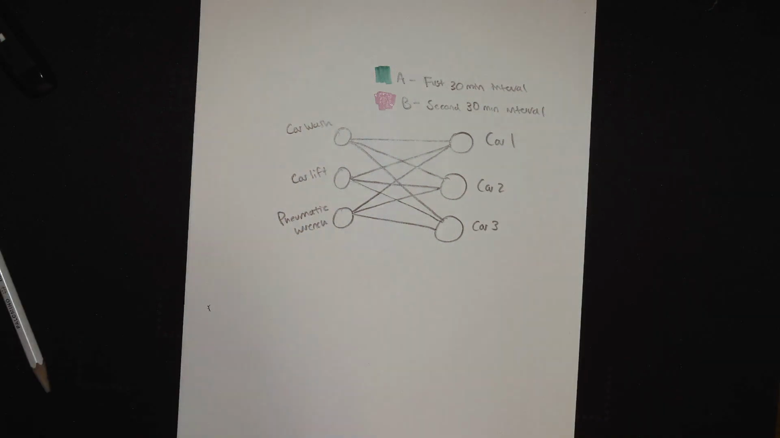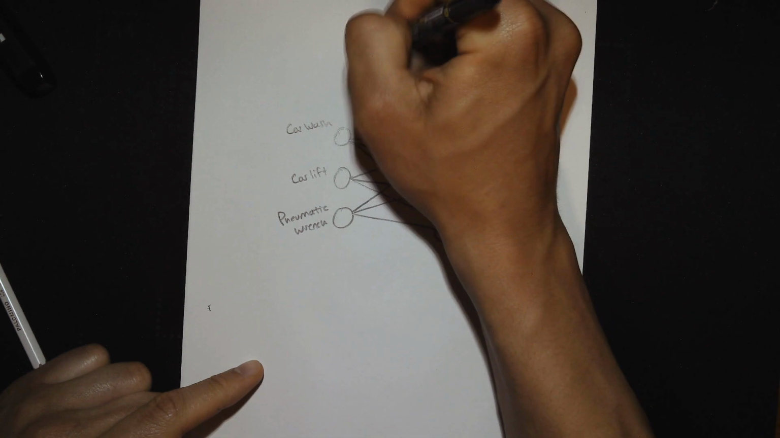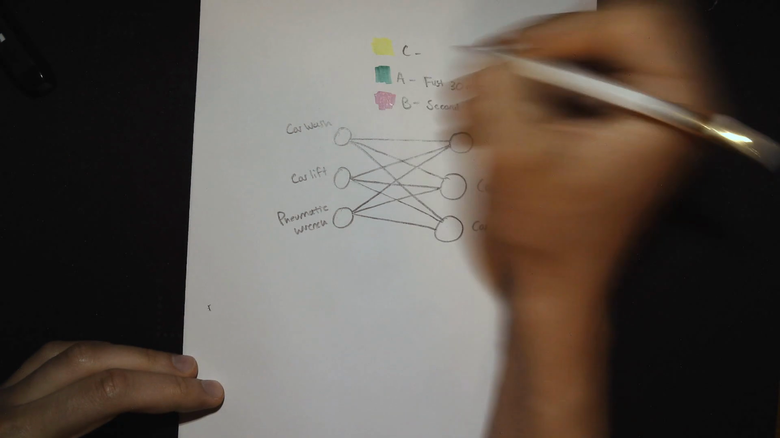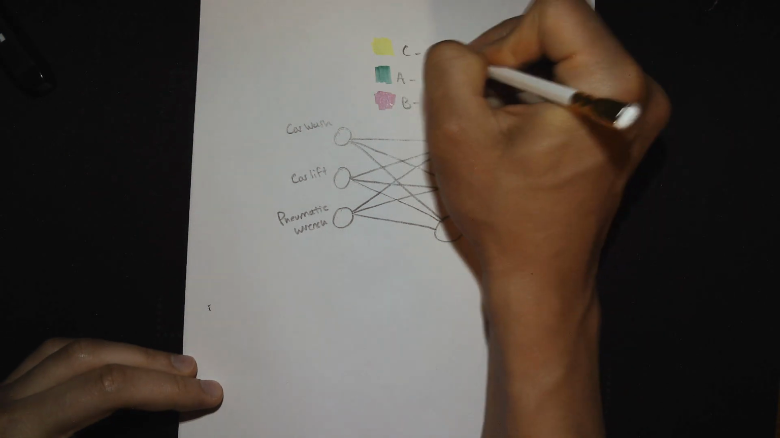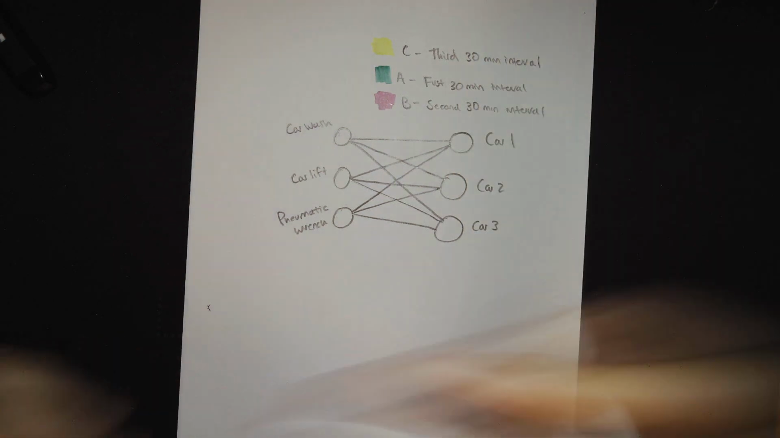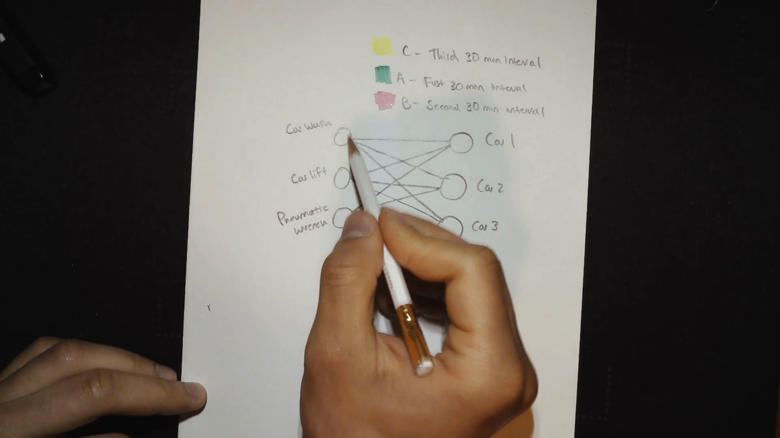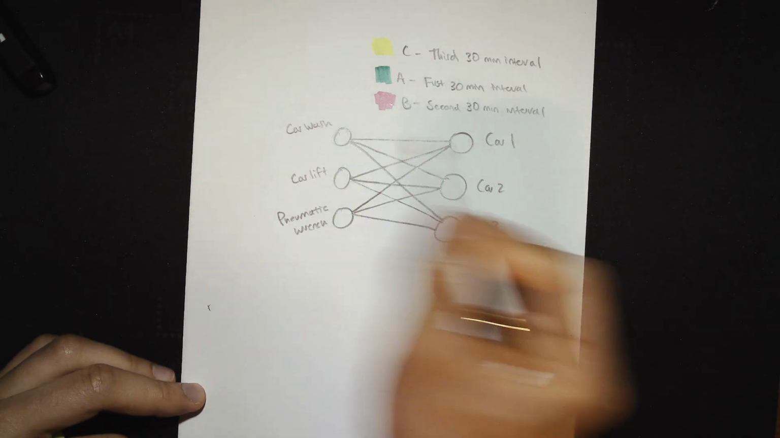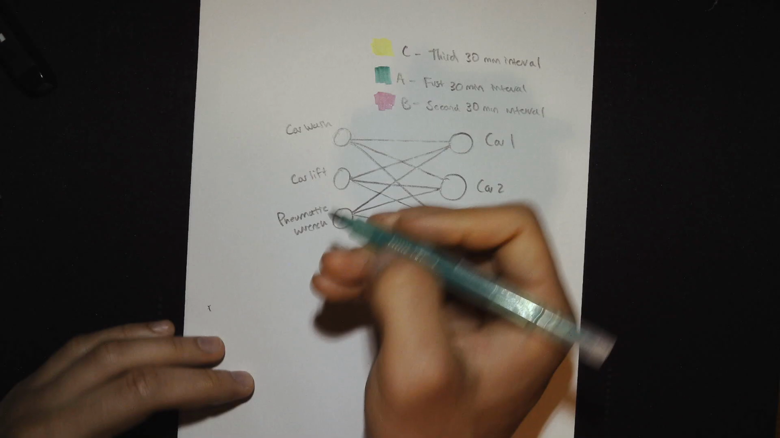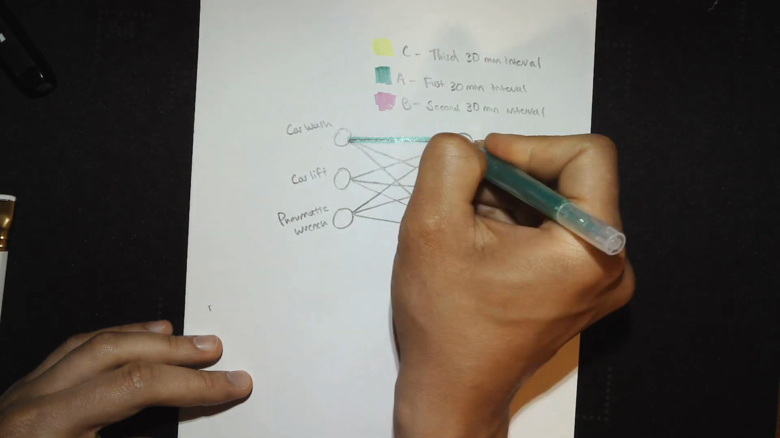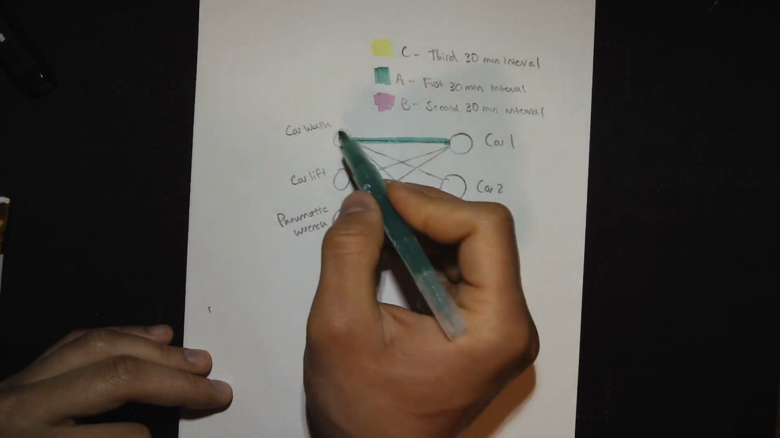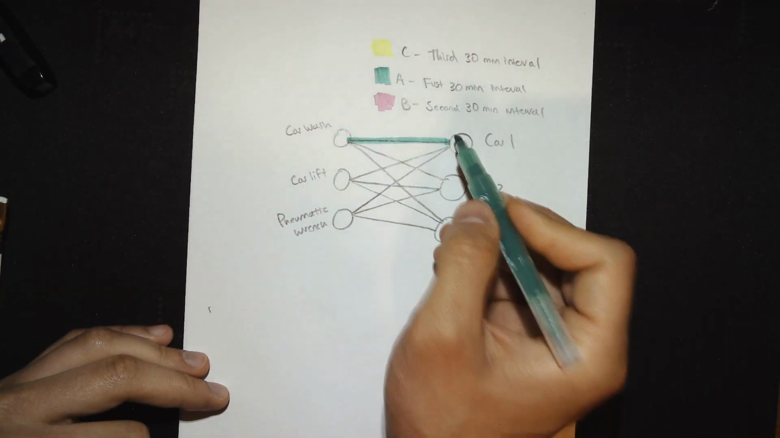And then we can use maybe this yellow here to represent the third 30-minute interval. Okay, so coloring these edges is assigning a completion of a task to a certain time interval. I hope you can see that, right? So if we colored this edge right here green, that would mean that we should be running car 1 through the car wash during the first 30-minute interval.